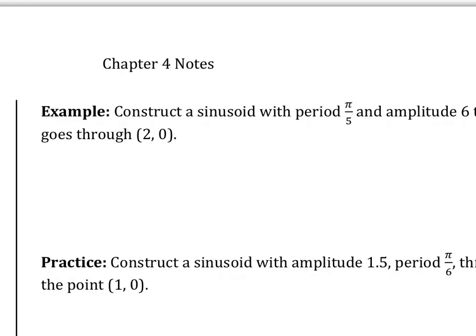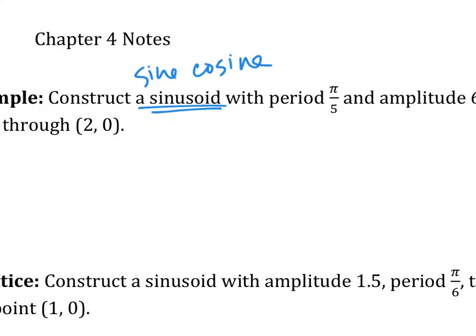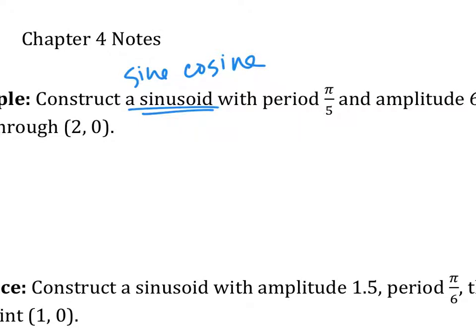Let's construct a sinusoid. Sinusoid just means sine or cosine. We want this to have a period of pi over 5 and the amplitude of 6. So, and we want it to go through 2, 0. So let's just make it uniform. We're just going to do sine. You can do cosine as well, but let's just all do sine.